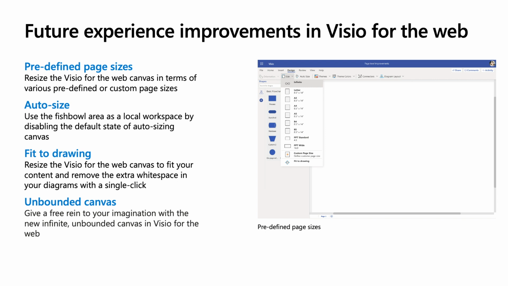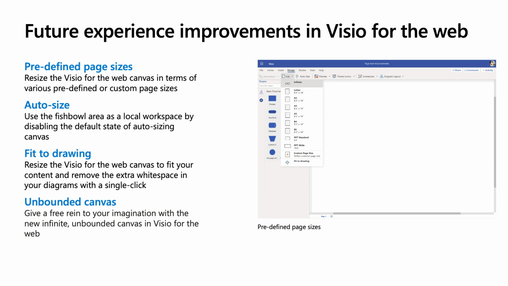We will also be adding something called fit to drawing, which will basically help you remove all the white spaces around your diagram on a single click. We will be adding something called unbounded canvas, which will basically help you give a free rein to your imagination by just going ahead and turning on the infinite canvas.